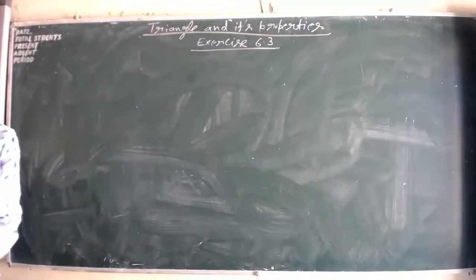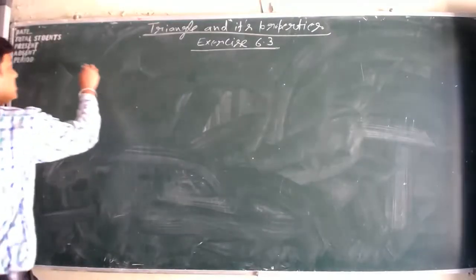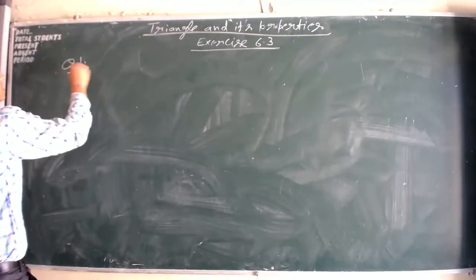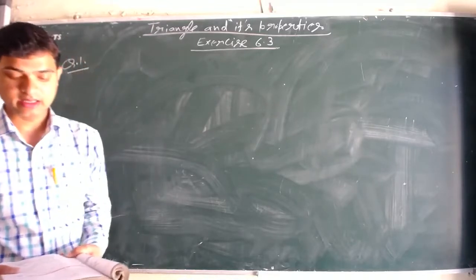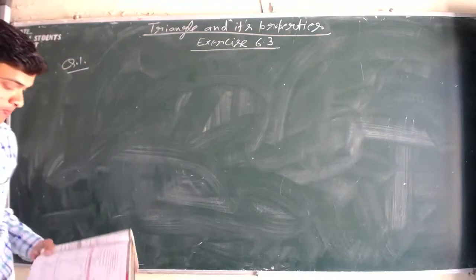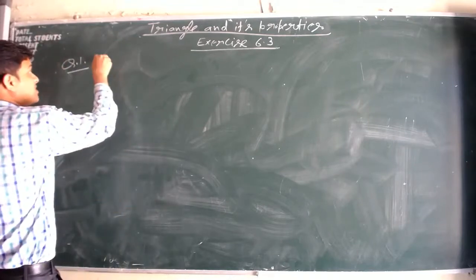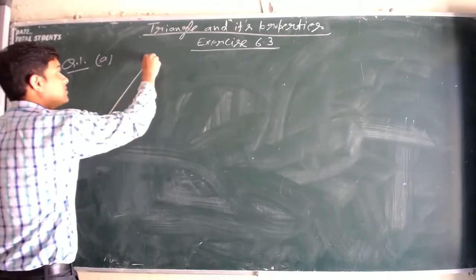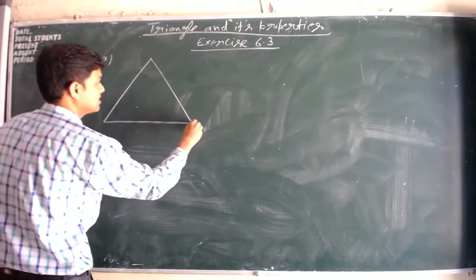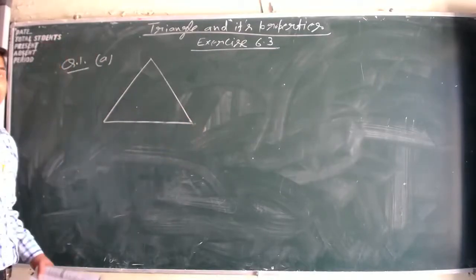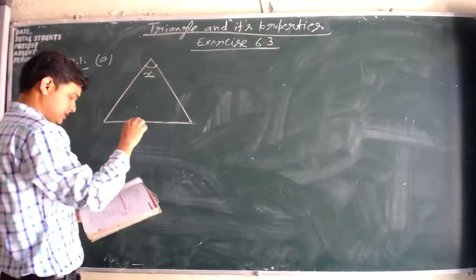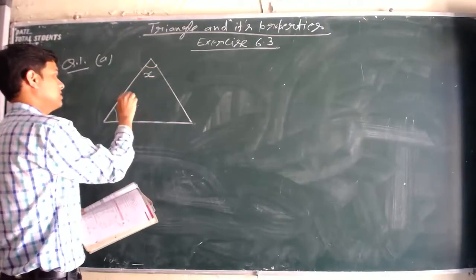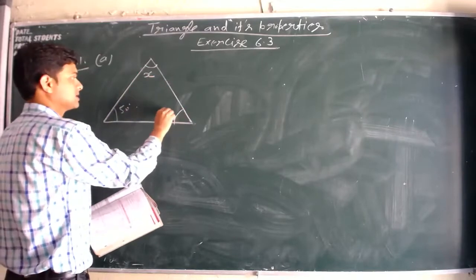First of all, question number one. Question number one is: find the value of unknown x in the following diagrams. Some diagrams are given. Then we have to identify the value of x in these figures, with angles x, 50 degrees and 60 degrees.